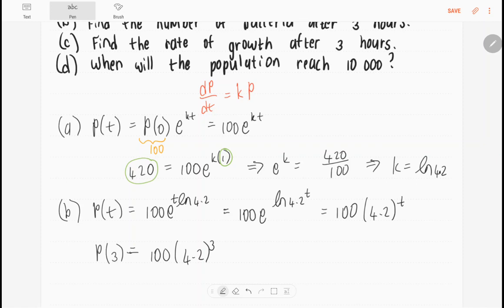Right, and the value you get there is approximately 7409 bacteria.